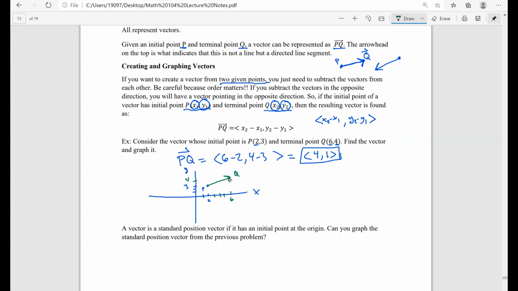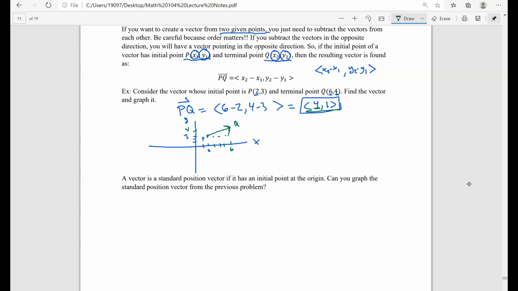Okay, so there's the graph and there's the actual representation of the vector. And you can kind of see that in the x direction, this vector is moving 4 units. So it's going from 2 to 6, so it's moving 4 units over, and then it's going up 1 unit. So you can kind of think about it as slope. Okay, so over 4 and then up 1.